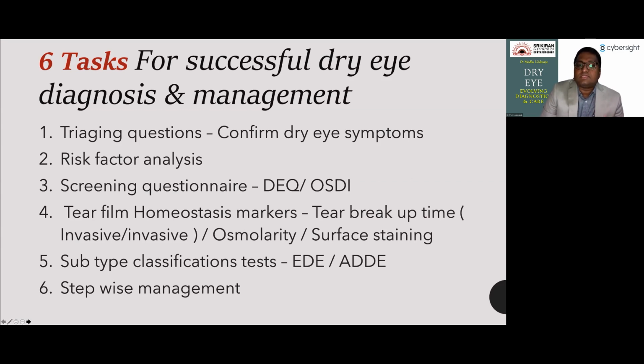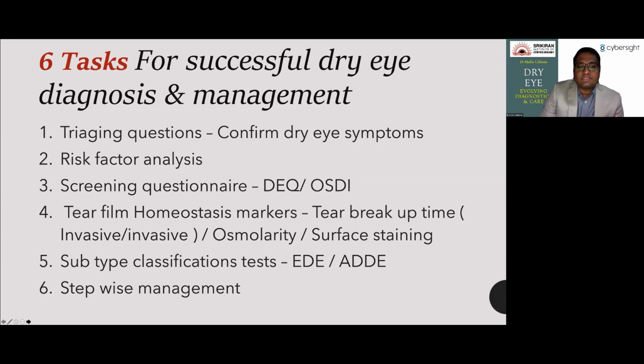Then the third one is the screening questionnaire. Here you question the patient about the symptoms they are facing. Depending upon the score, you know the severity of symptoms that the patients are facing. Fourth, we try to do tests like the tear breakup time, which can be invasive or non-invasive, osmolarity, and surface staining. The best part of this is you need not do all the tests. The simple thing that all of us have access to is staining. So even if you don't have access to non-invasive tear breakup time or osmolarity, nothing to worry. You can still do a simple ocular surface staining to get the tear film homeostasis marker and get this fourth step done.